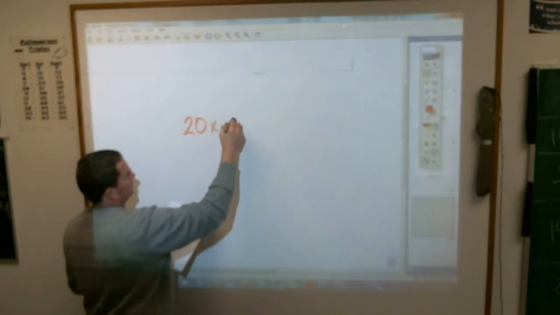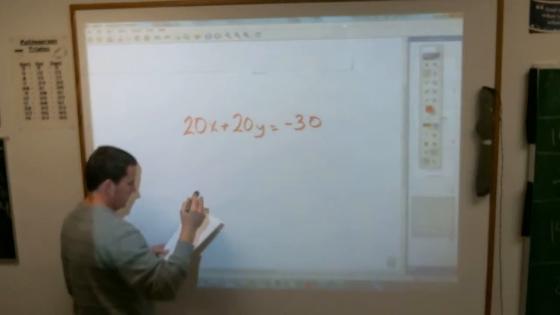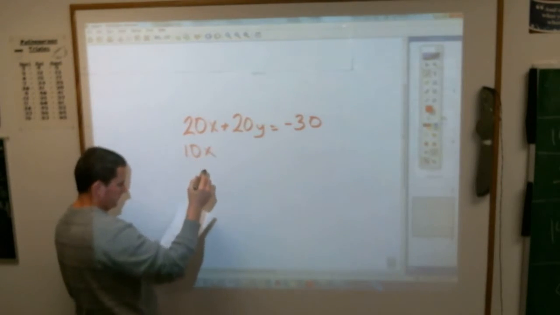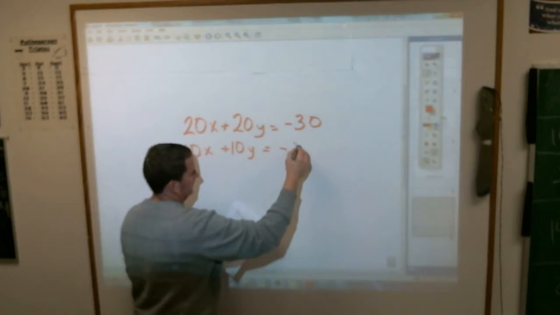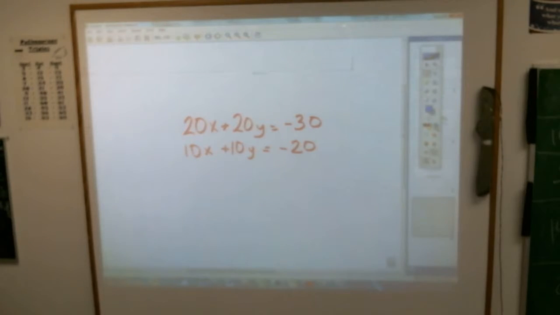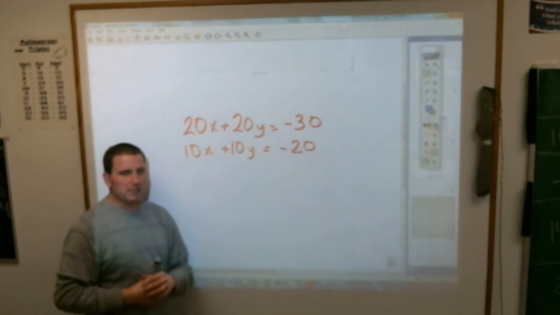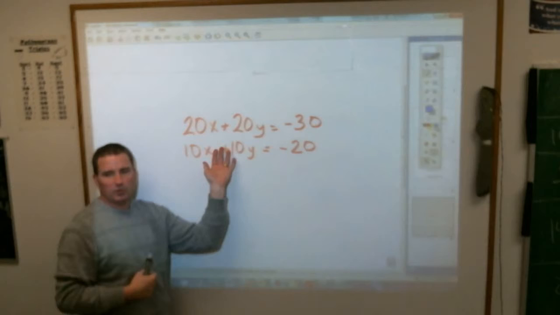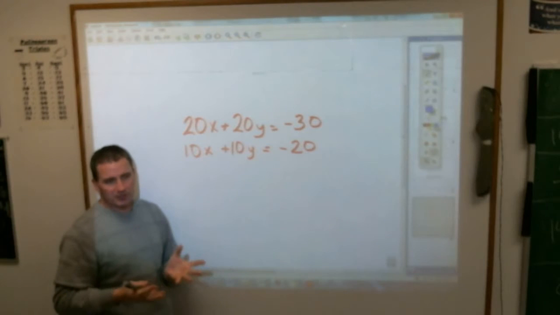20x plus 20y equals negative 30. And then you have 10x plus 10y equals negative 20. Okay, we're trying to solve these by elimination. If you add them together, you're just gonna get a whole bunch of gobbledygook. You're gonna get 30x, 30y, and negative 50. You need to manipulate these two equations so that when you add them together, one of the letters will go away.